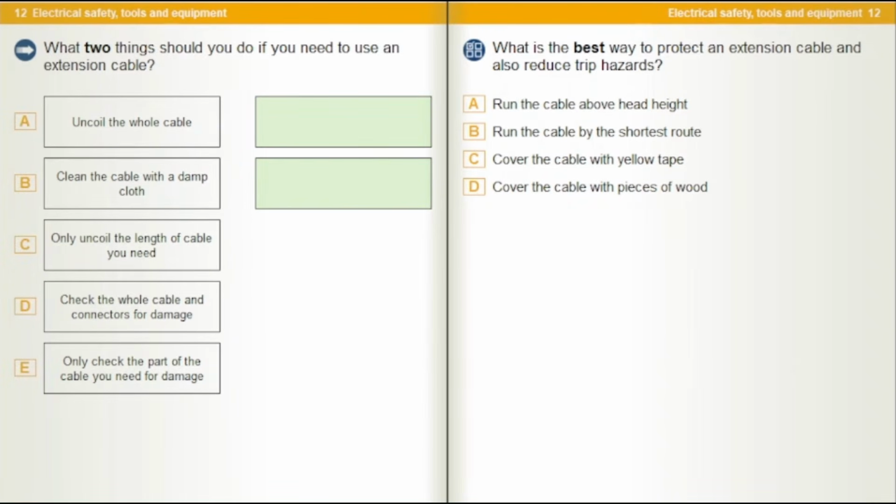What is the best way to protect an extension cable and also reduce trip hazards? Run the cable above head height. Run the cable by the shortest route. Cover the cable with yellow tape. Cover the cable with pieces of wood.